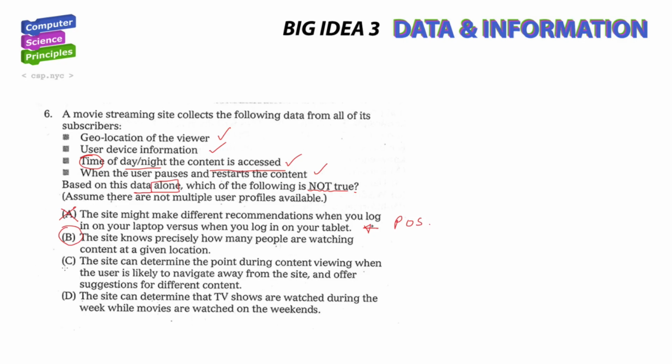Now, that all seems reasonable, but if we keep reading, the site can determine the point during which content viewing when the user is likely to navigate away from the site and offer suggestions for different content. Well, it does collect data based on when the user pauses and restarts the content. So pausing, is that necessarily navigating away from the site? Well, it's possible.